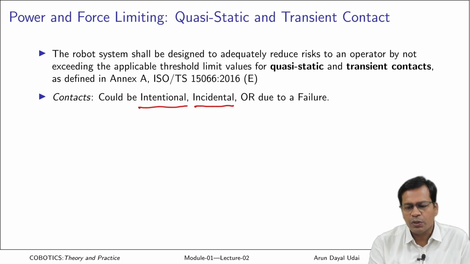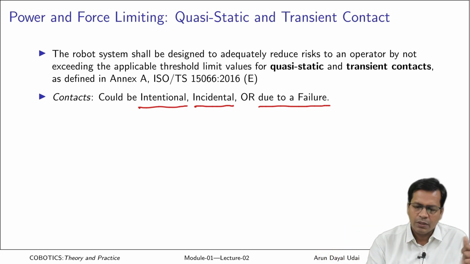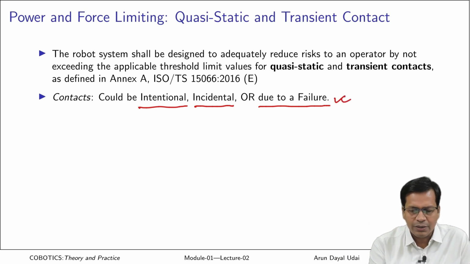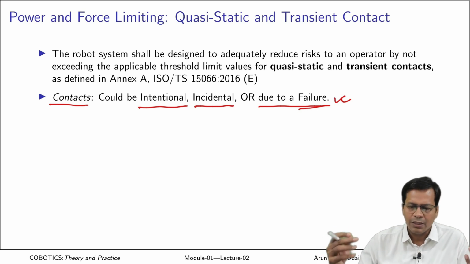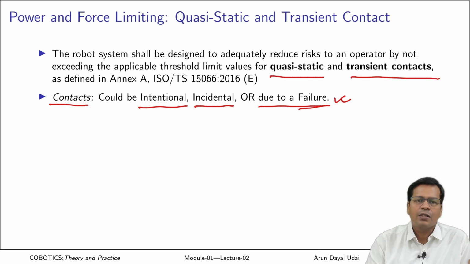And the third one is due to the total failure of the robot. Let us say one of the joints totally failed, it broke, collapsed, or in those cases the robot may freely fall or some such thing. So, those contacts are also there. But yes, in all these contacts, as long as the cobot is operational, only then it is defined. It may be a failure in programming, it may be failure of one of the joints. In all the possible cases, it has to follow quasi-static and transient contact forces which are defined next.